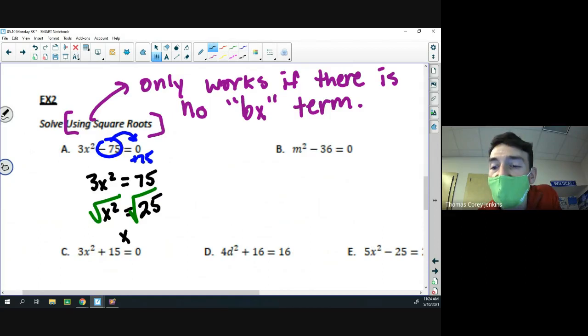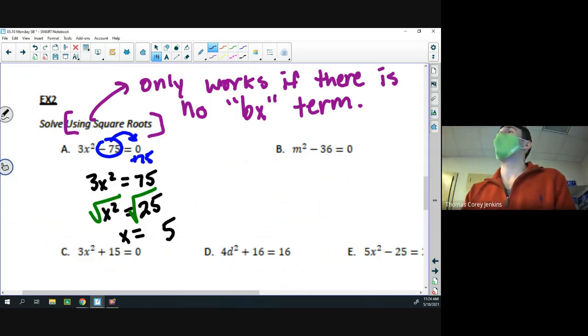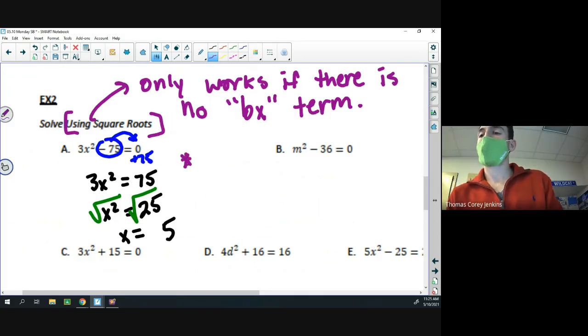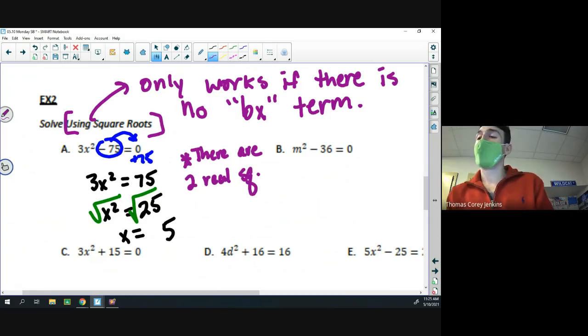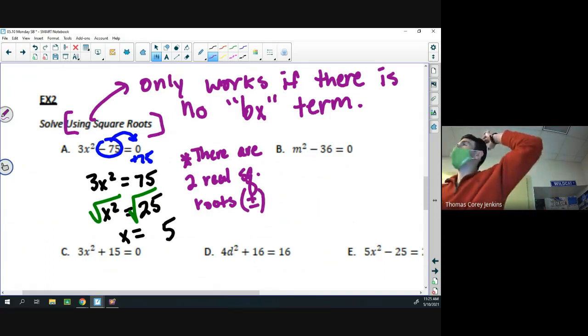So then we get x equals, leave a little space there, but what is the square root of 25? 5, right? All right, so here's the one thing people forget when they do this. And I would put a little note here on this first one. Say there are two real, and I'm just going to put SQ, short for square, there are two real square roots. And then in parentheses, I'm just going to put this symbol that looks like a plus sign over top of a minus sign. So that means plus or minus.